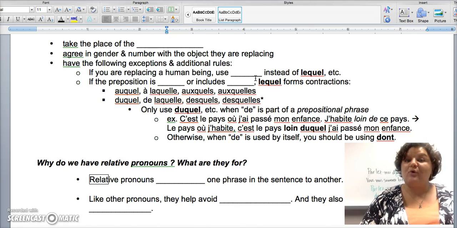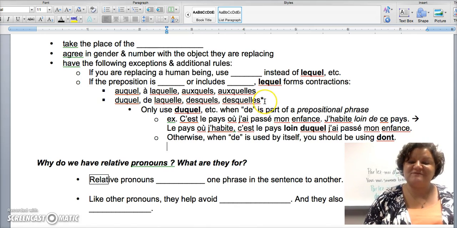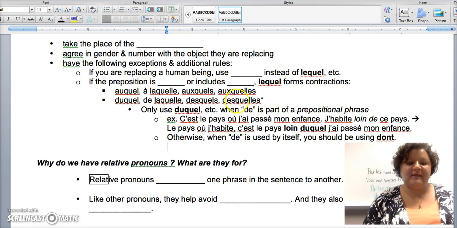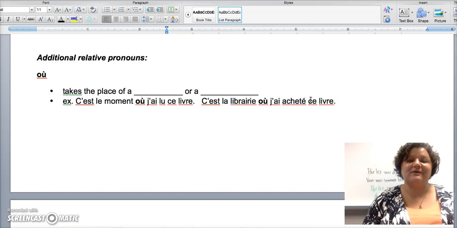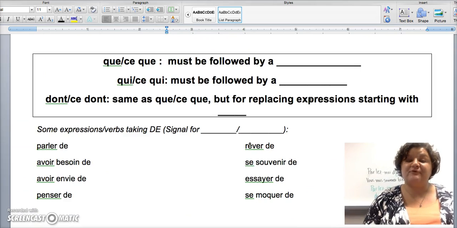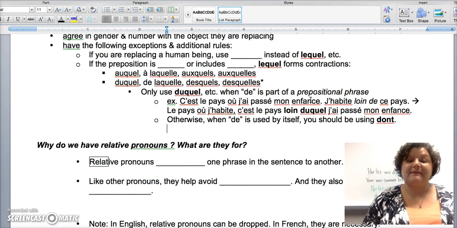Duquel, you should always, always, always second guess yourself if you're using duquel, because it's quite likely that you should have been using dont instead. I almost never use it myself. It works where you have a prepositional phrase that has de. So remember that dont was for things that just have de. If you have a prepositional phrase like près de or loin de, à gauche de, à droite de, that's when you're going to be using duquel and the rest of those.